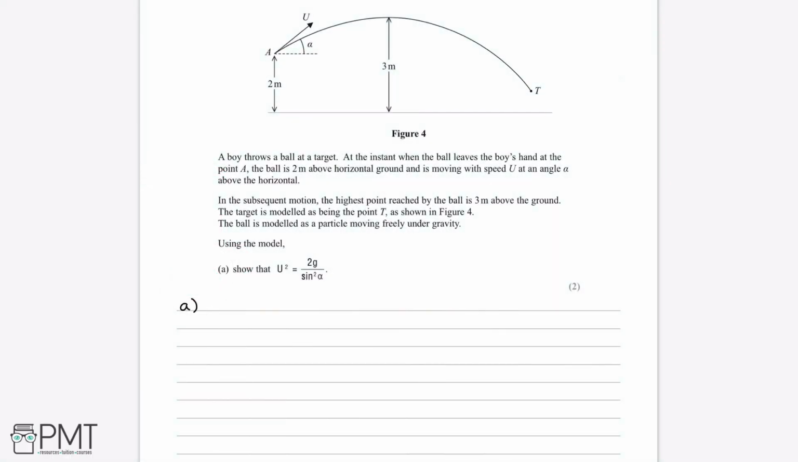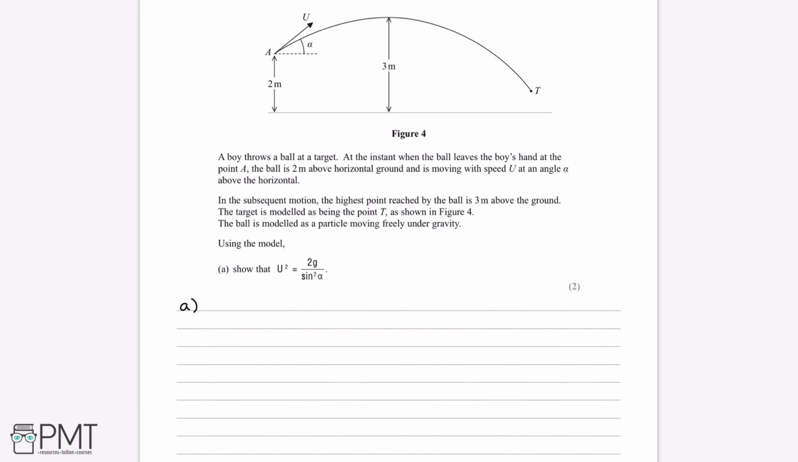A boy throws a ball at a target. At the instant when the ball leaves the boy's hand at the point A, the ball is 2 meters above horizontal ground and is moving with speed u at an angle alpha above the horizontal. In the subsequent motion, the highest point reached by the ball is 3 meters above the ground.